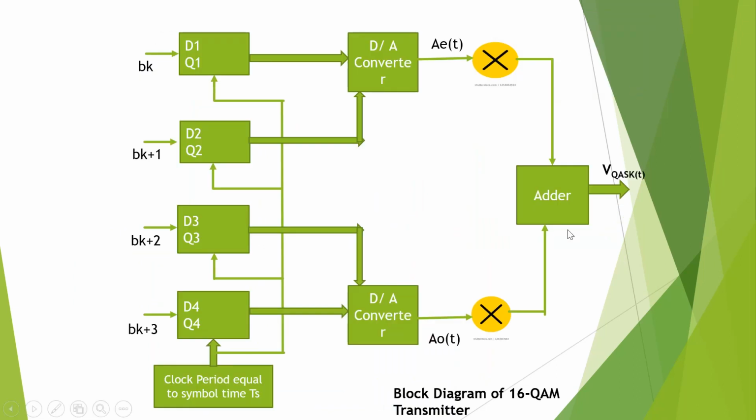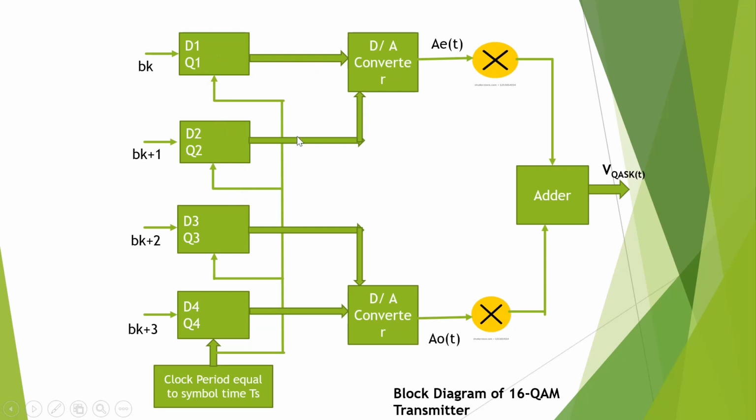This is the block diagram of a 16 QAM transmitter. Here, b(t) is taken and serial to parallel converters are used to separate out the bits b_k, b_k+1, b_k+2, b_k+3. These are the 4 bits that are taken at every clock, that is Ts. Then these are applied to the D2A converters.